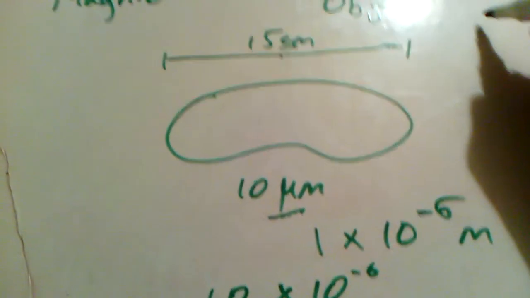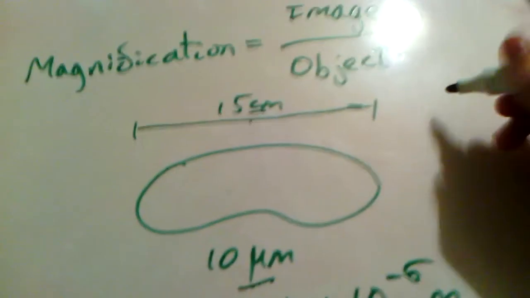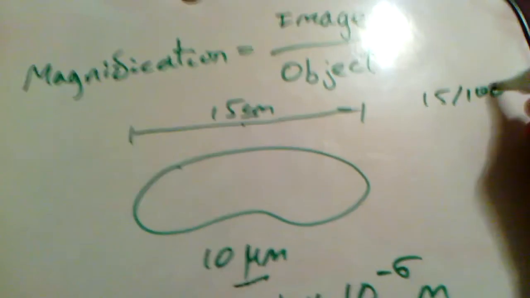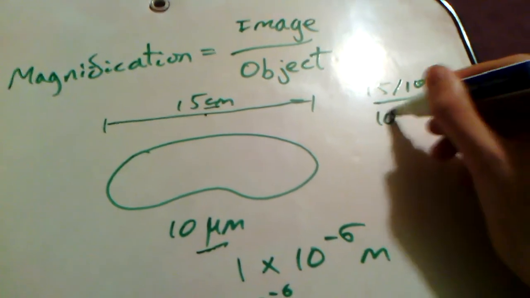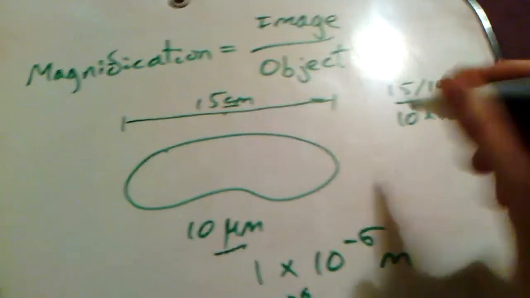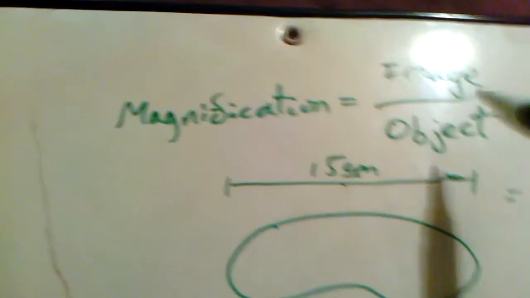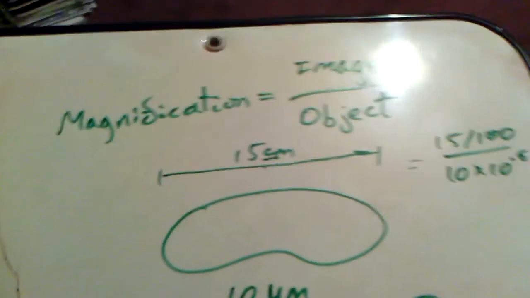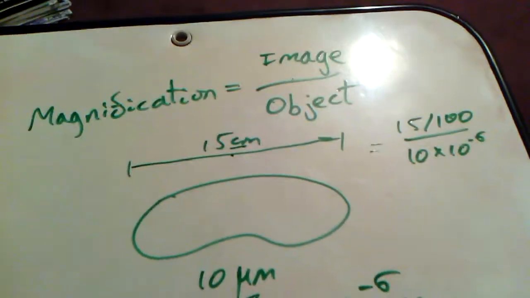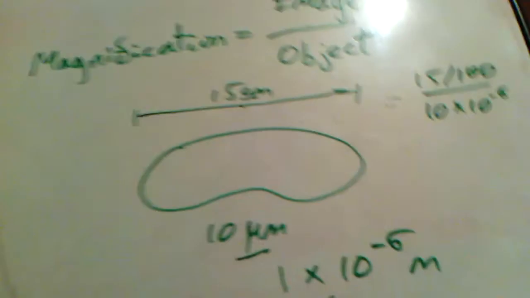Okay. I'm not going to do the full calculation, but the size of the image is 15 over 100, over 10 times 10 to the minus 6, and that's your magnification. That makes sense because it's going to be image divided by object. We're seeing how much the object has got enlarged.